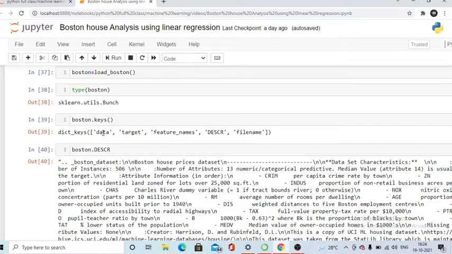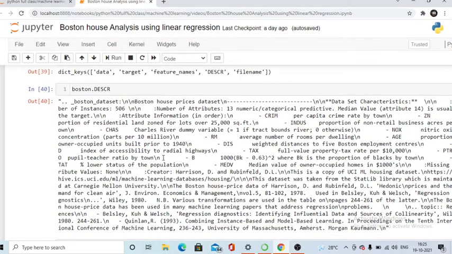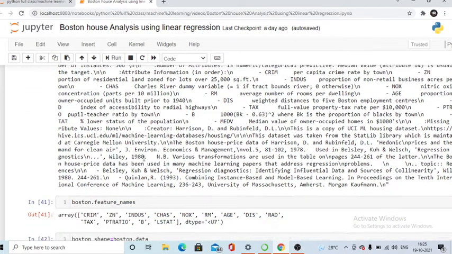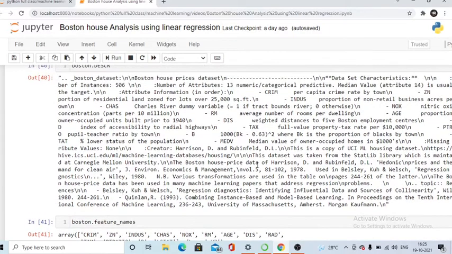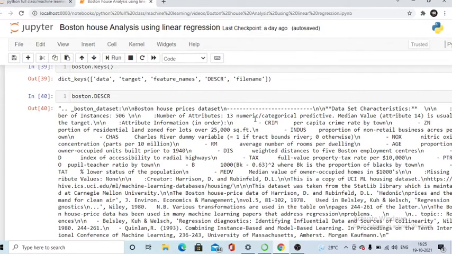Okay, so if you want to study the description part of my Boston data, you simply need boston.DESCR, and in this part you will get this type of written description. Here you can see the full details. Basically we have a total of 13 numeric predictive values, and the median value is also available as attribute 14, that is my target.